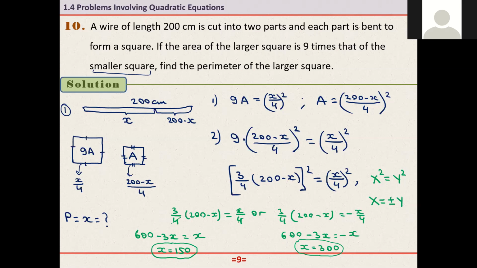The first one. Yeah. How about the second one? Why is it not the answer? It cannot be the answer because it's bigger than 200, right? Because if you divide a piece of wire which is 200 into 2 pieces, each piece must be less than 200. So that's rejected. So x is the perimeter of this, right? So the perimeter of the bigger square is 150 centimeters.